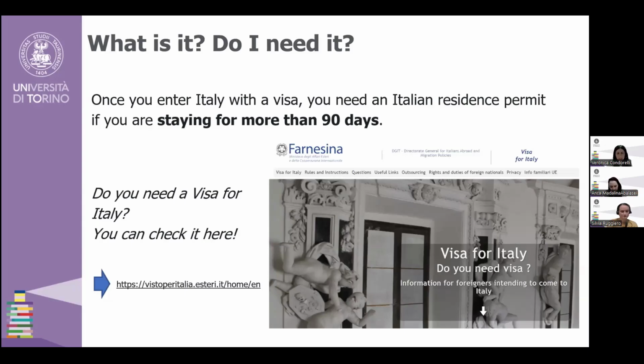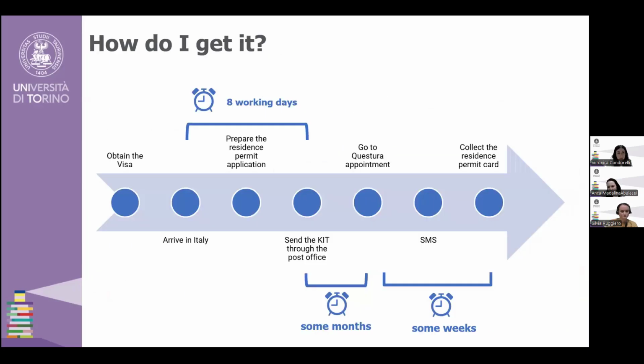All you have to do is select your nationality, your country of residence, the length of your stay, and the reason why you are traveling, and the system will tell you automatically whether you need a visa or not. If you do, this is going to be the first step of your path to get the residence permit. We have tried to illustrate the entire process through this timeline. I know that it might seem complicated and articulate, but as I was telling you at the beginning of my presentation, we are here to guide and support you.